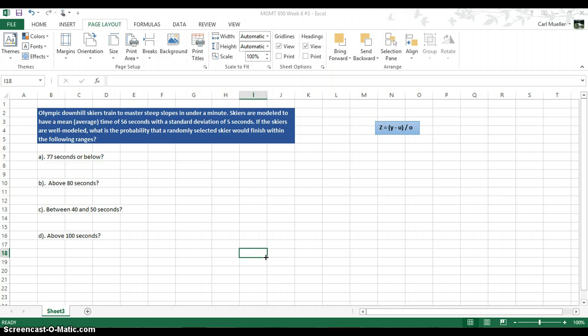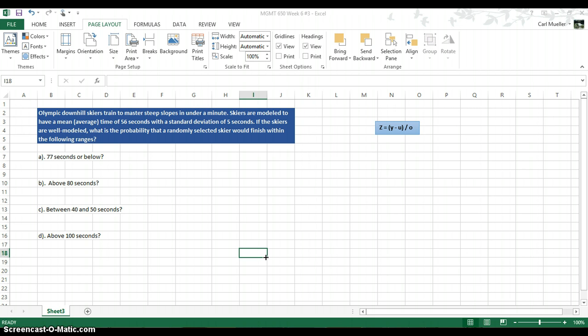And kind of following with the current events, what we have here in terms of probability and normal distribution. Normal distribution is what you would think is a normal bell curve, just as discussed in your text. But for this example, Olympic downhill skiers train to master steep slopes in under a minute. Skiers are modeled to have a mean, or average, as they say in statistics, of 56 seconds with a standard deviation of 5 seconds. If the skiers are well modeled, what does that mean?